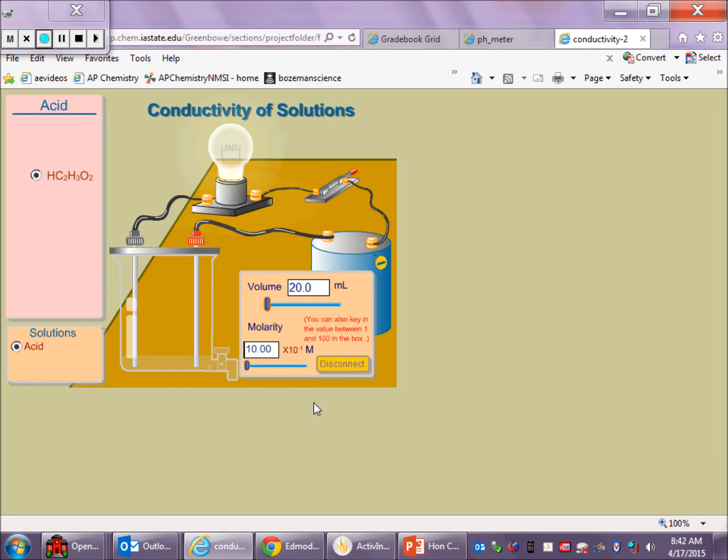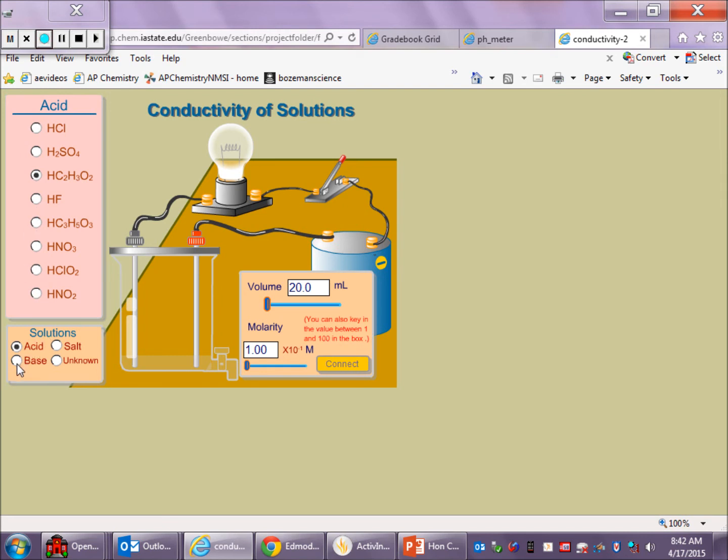I change the concentration to 1 molar and connect. You see it's even lighter. Disconnect. Dilute it again to 0.1 molar. And connect. Very, very light. Disconnect. Let's check sodium hydroxide.